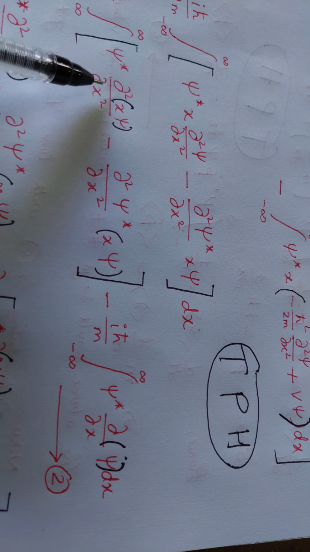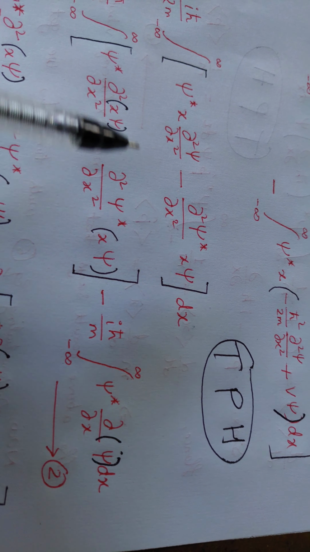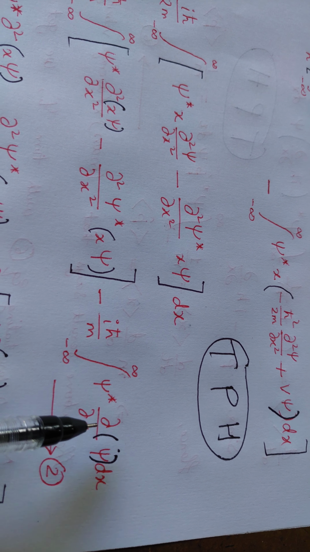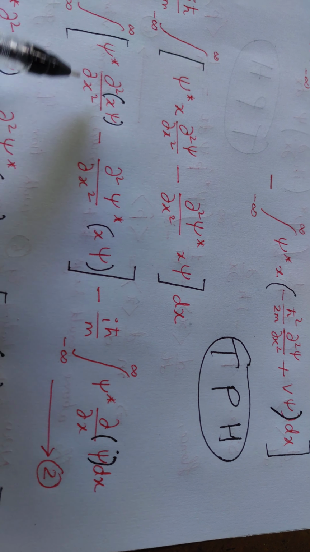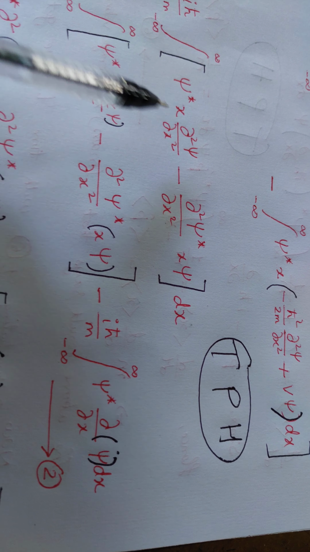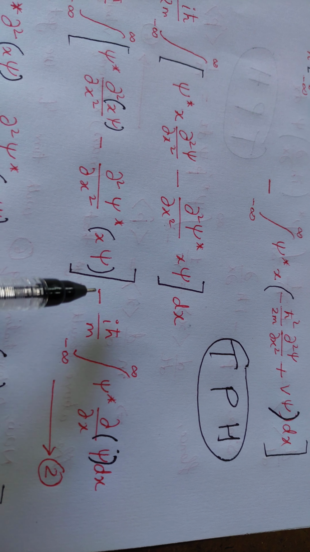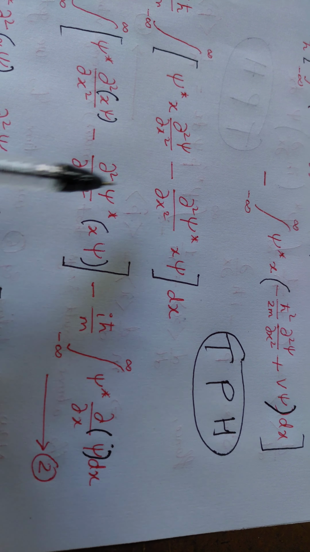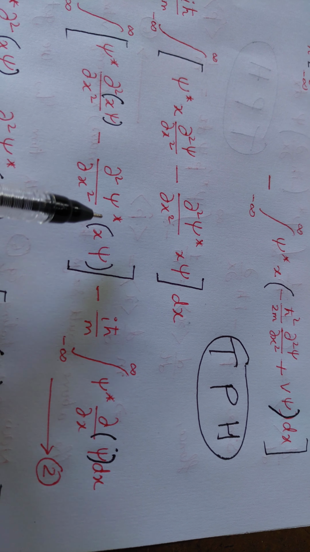If you expand this, you will get this, and there will be a term like this which will cancel out. So if you break down this one, you are going to get this term along with an extra term which is this. That is why I have subtracted that term, so that it gets cancelled out. So it is as it is.